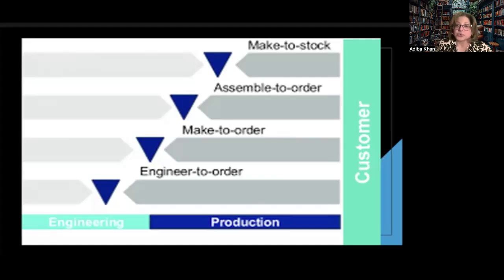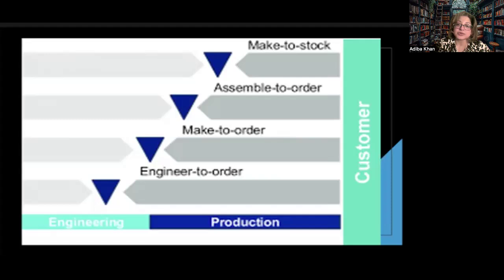So the engineer to order strategy is very similar to the MTO, or make to order, in that the manufacturing of products relies on first receiving those orders. But here's where the main distinction is between those strategies. Unlike make to order, engineer to order involves design, at the design stage or engineering of that ordered product.